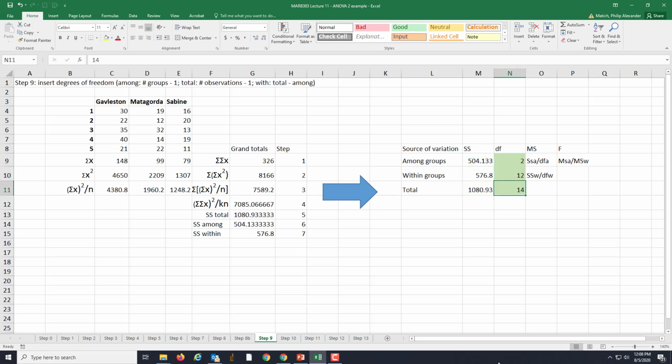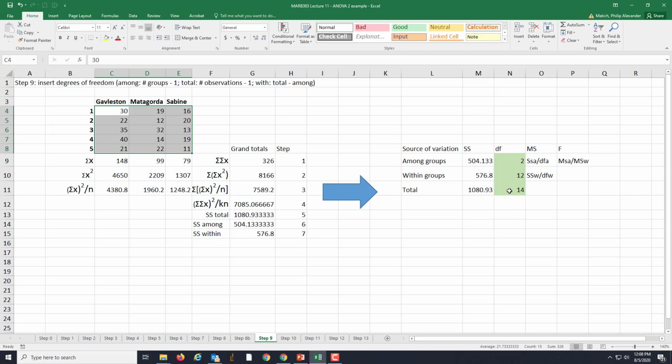Now, as we covered in the lecture, our among groups degrees of freedom are going to be the number of groups minus 1. In this case, we have 3 different base systems, so it'll be 3 minus 1. Our within groups degrees of freedom are going to be the total number of observations minus the number of groups. So in this case, we have 15 observations, and we have 3 groups. So this will be 15 minus 3, which will be 12.